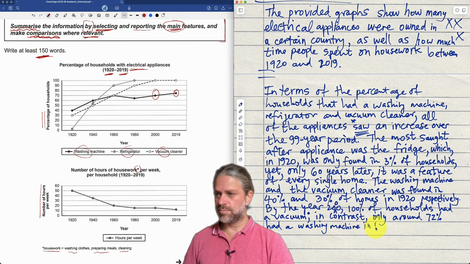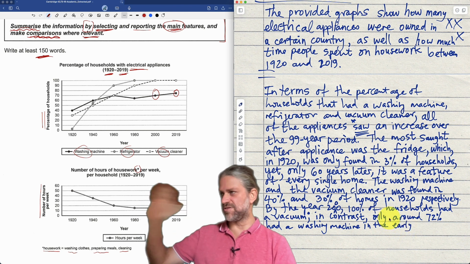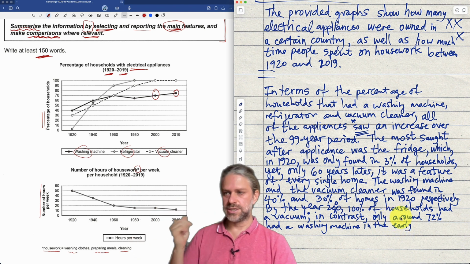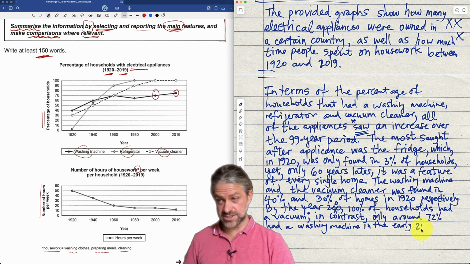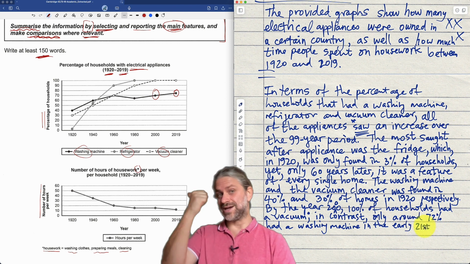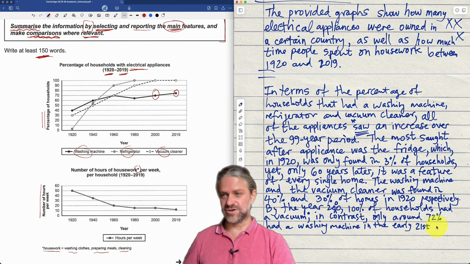In the early, what am I going to say here? I want to talk about everything from 2000 to 2019. So in the early 21st, not 20th, 20th is the 1900s, 21st century. Okay. And in contrast, only around 70% had a washing machine in the early 21st century.